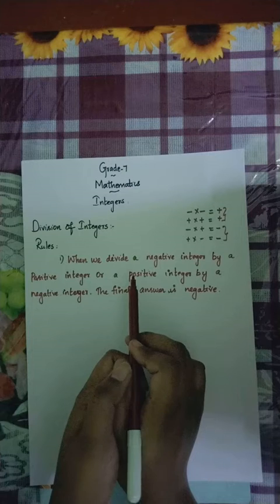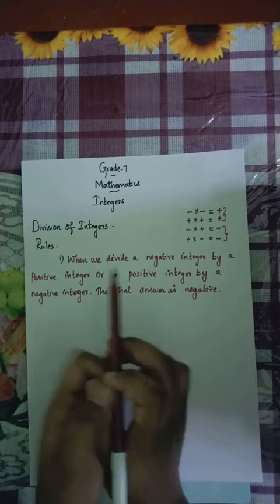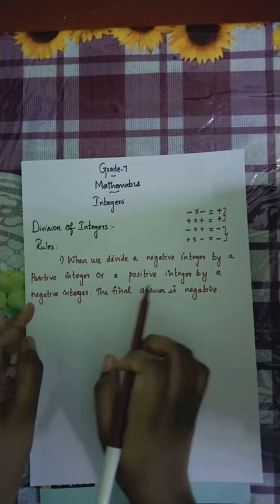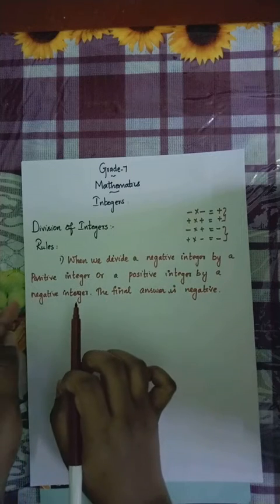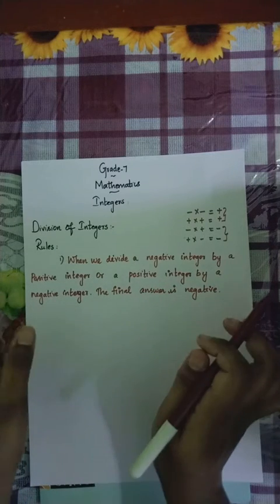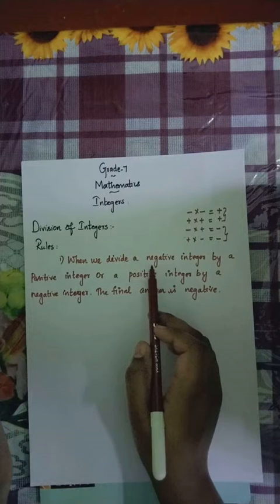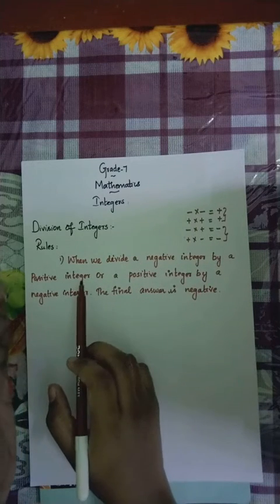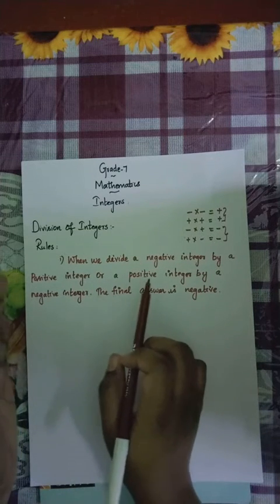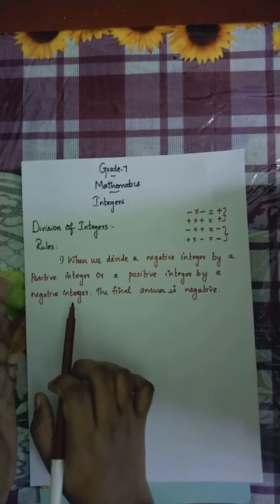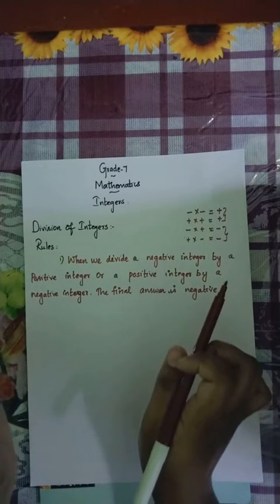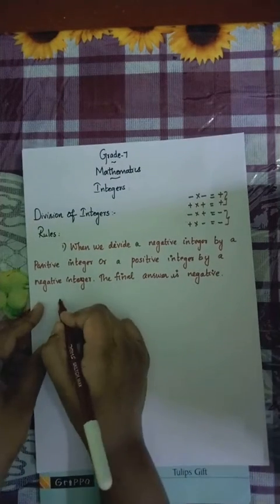When we divide a negative integer by a positive integer, or a positive integer by a negative integer, the final answer is negative. We can see one example.